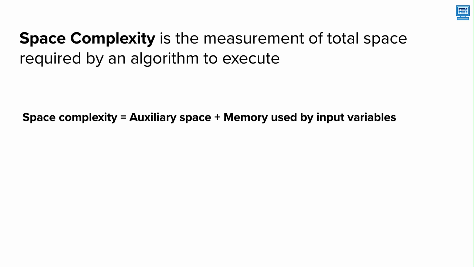The space complexity of an algorithm can be thought of as the auxiliary space used by the algorithm, which is the extra space or temporary space used by the algorithm, plus the memory used by the algorithm's input variables. Let's take a look at some tables that will help us determine the space complexity of an algorithm.